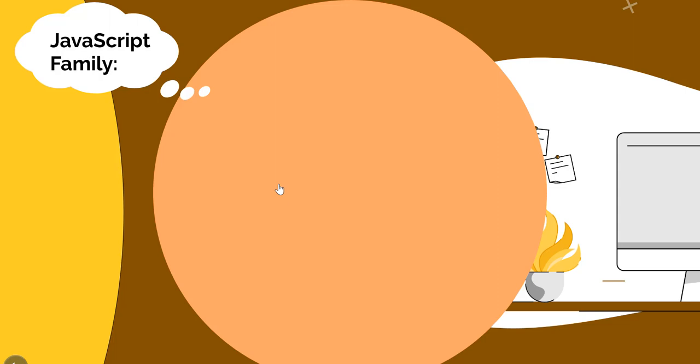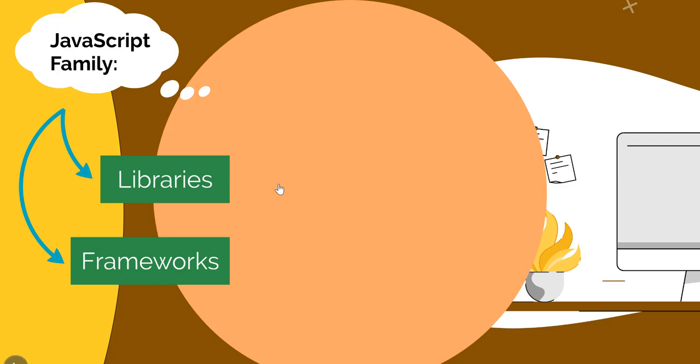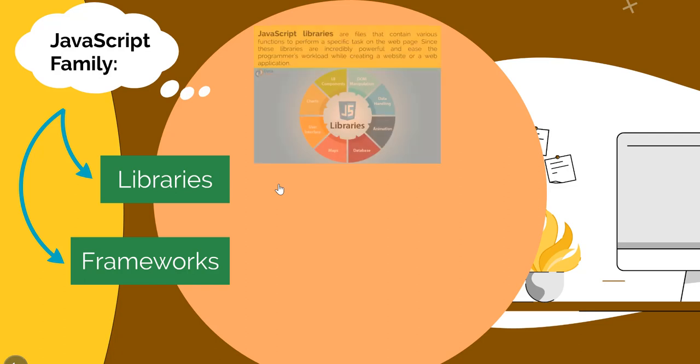JavaScript in its pure form is not used. You cannot start writing websites, designing websites in JavaScript, but rather you make use of its family members. That is your designing process. So there are two family members of JavaScript. One type are called libraries, JavaScript libraries, and another type, the JavaScript frameworks. So let us know what are JavaScript libraries and what kind of JavaScript libraries are available in the market. And what are frameworks and what kind of frameworks are available in the market?